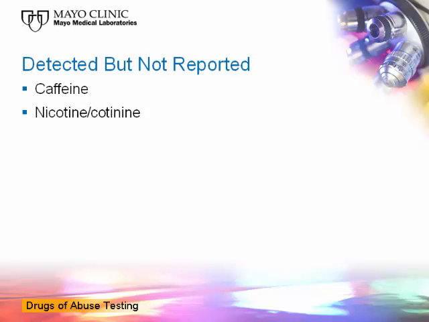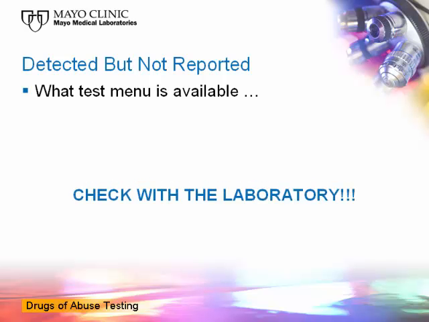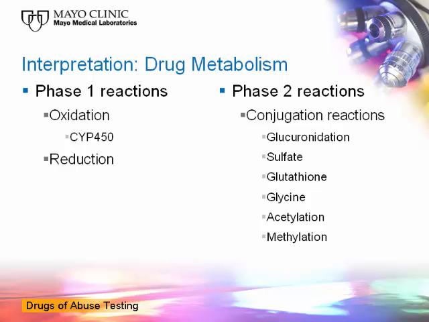Now, sometimes we detect drugs but don't report them. Drugs that fall into that category tend to be things like caffeine, which is present in so many substances and found in so many people that to report it every time would not be useful. However, should it be found in very, very high, potentially dangerous levels, it would be reported. Another drug would be nicotine and its metabolite cotinine. But it's also important to know what test menu is available, and of course the corollary, what is not. Really important to find out if we can detect a drug is to give us a call. Check with the laboratory.